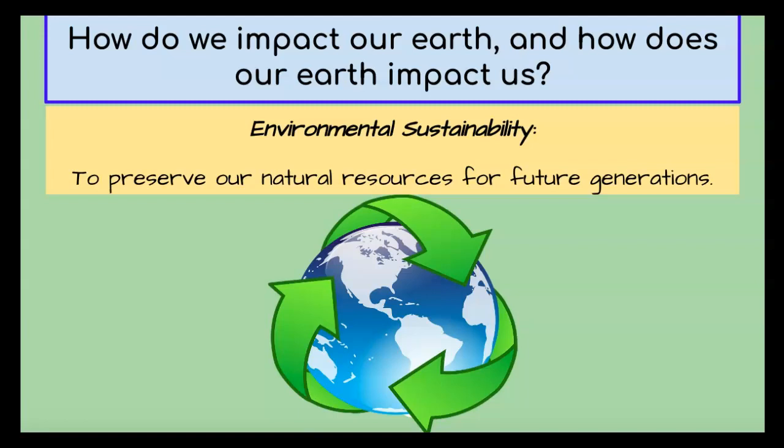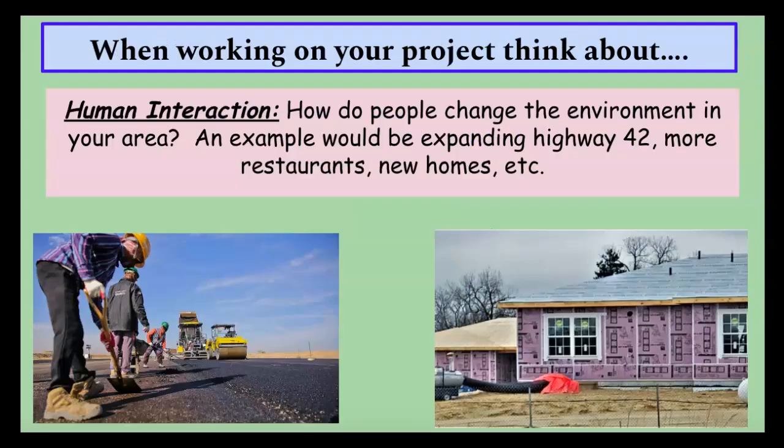Ultimately, we impact our earth, and we want to make sure we are sustainable. And what that means is to preserve our natural resources for future generations. So that when people move around the world and when they find a new home, they can actually live there for a long time and be sustainable by using the natural resources that are available.